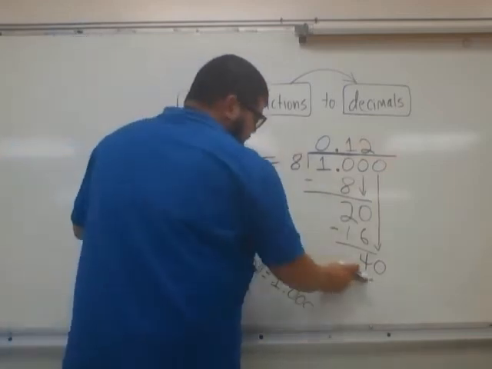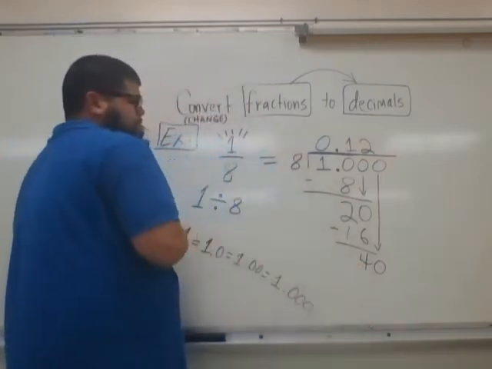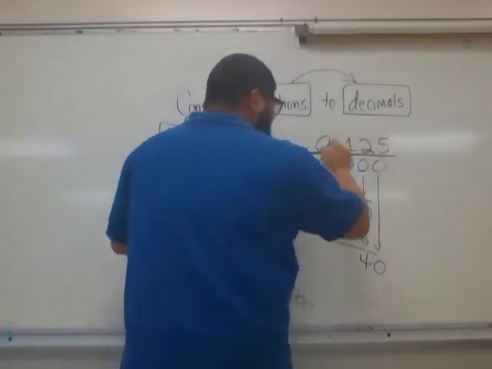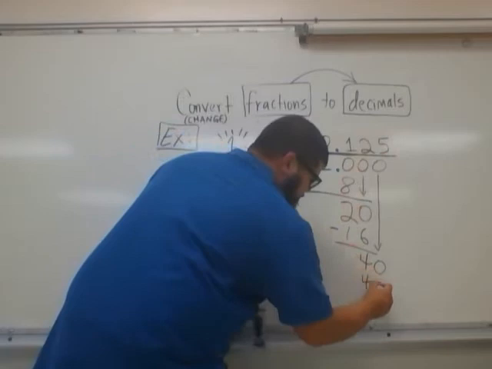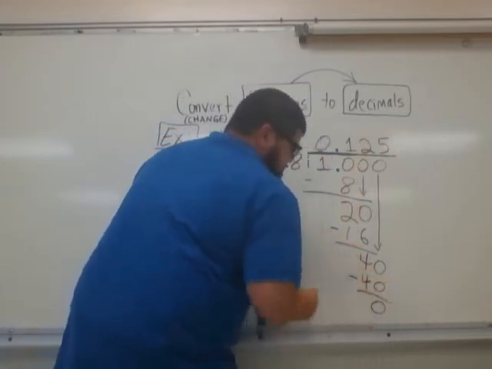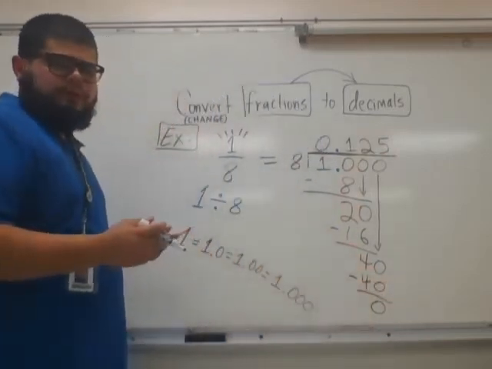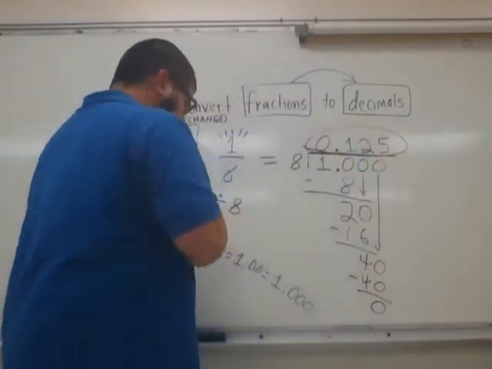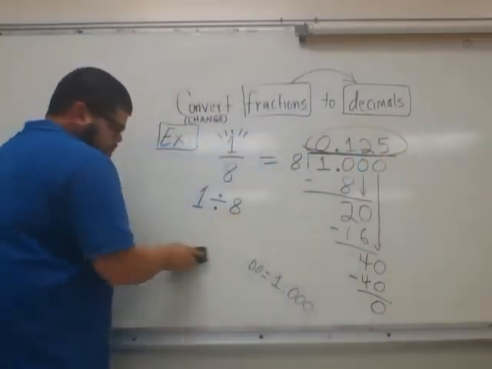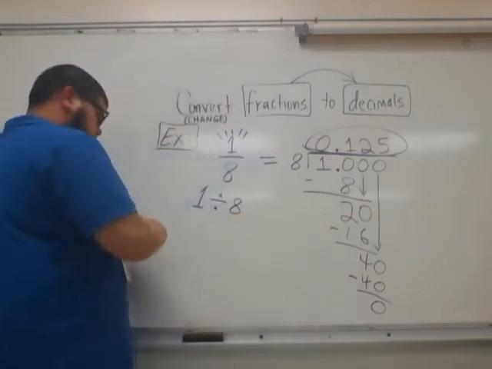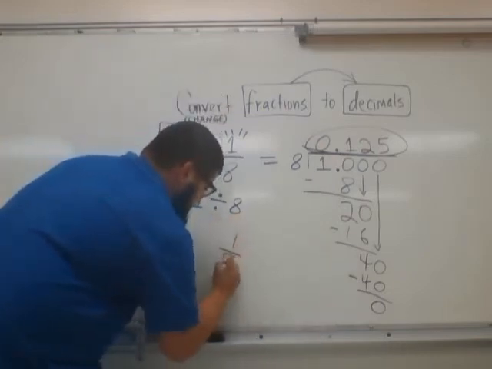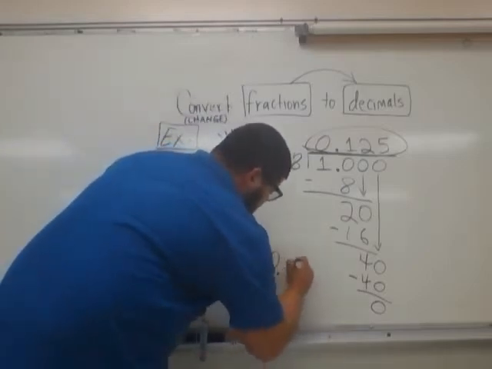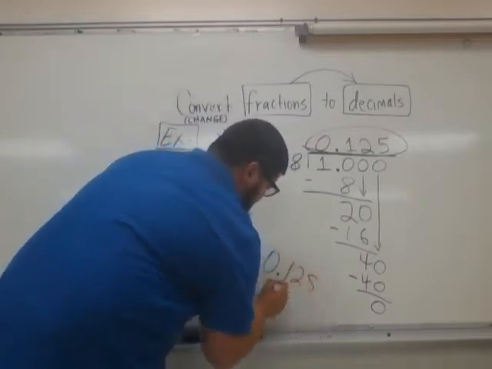8 into 40, 5 times, right? 8 times 5, we get 40. 40 minus 40, we get 0, which is what we wanted. And so we end up with 1 over 8 equals 0.125.